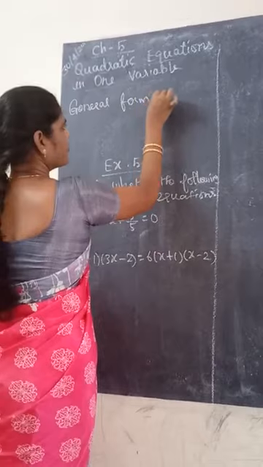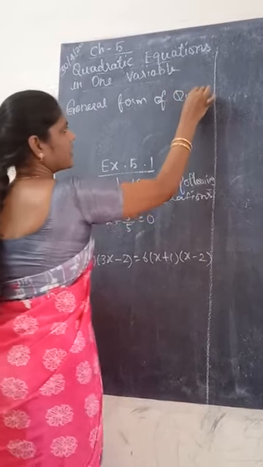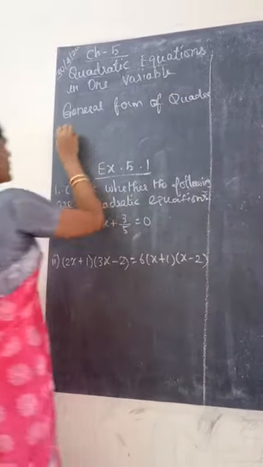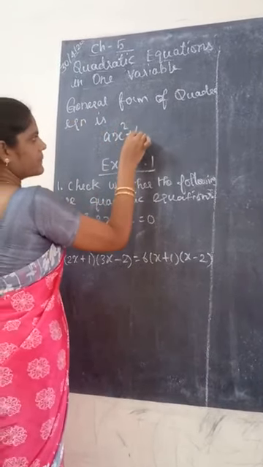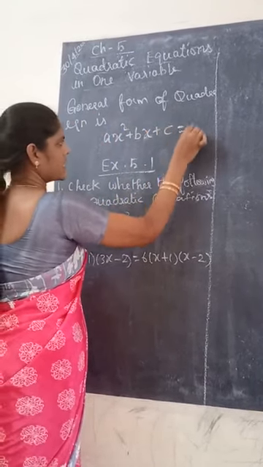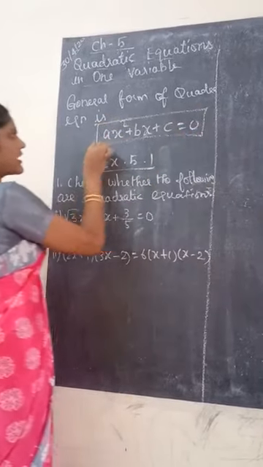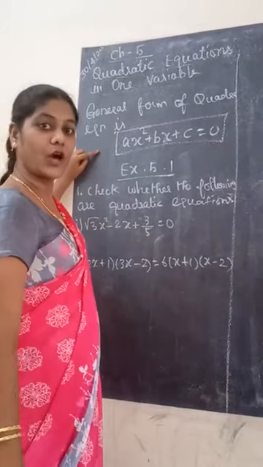The general form of a quadratic equation is ax square plus bx plus c equal to 0. Already we saw this chapter last year itself.